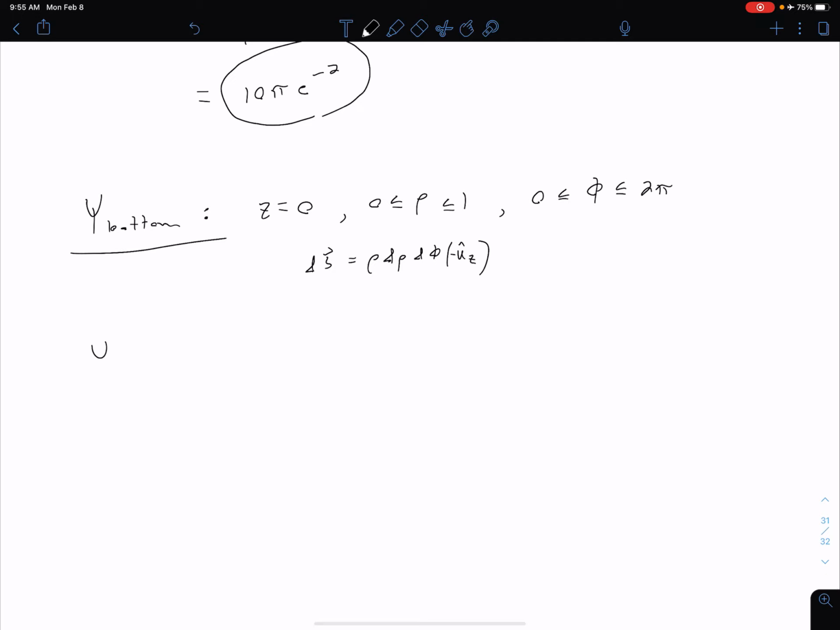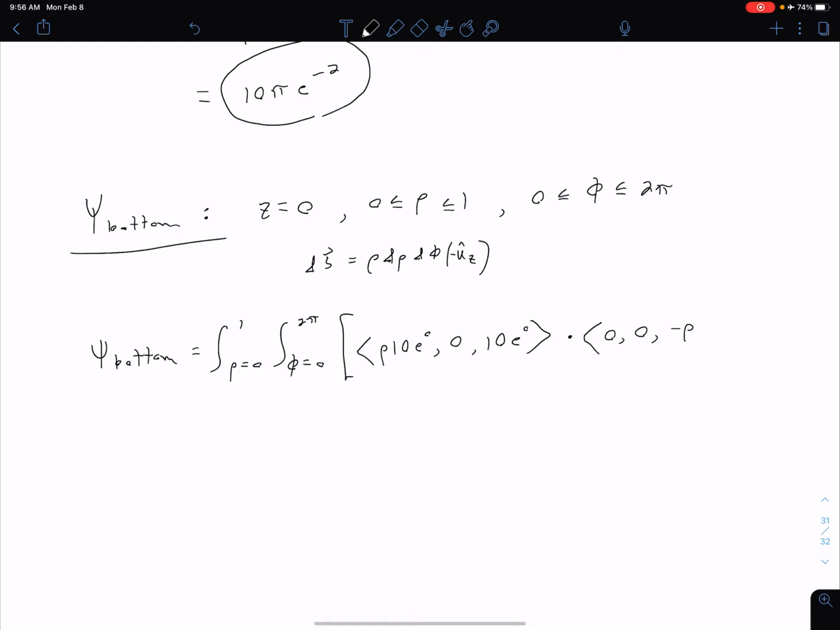All right, so let's evaluate this integral. So we have psi bottom is equal to the integral from rho equals 0 to 1, integral from phi equals 0 to 2 pi, and we have the dot product of g and ds. So now I'm going to plug in z equals 0 into my g equation. So I have rho times 10 e to the 0 in my rho direction, 0, and 10 e to the 0 in my z direction. And we're dotting that with, and again, the only component here is in our z direction, so I have 0 in rho, 0 in phi, negative rho d phi.